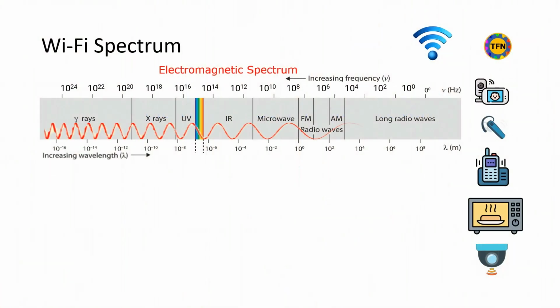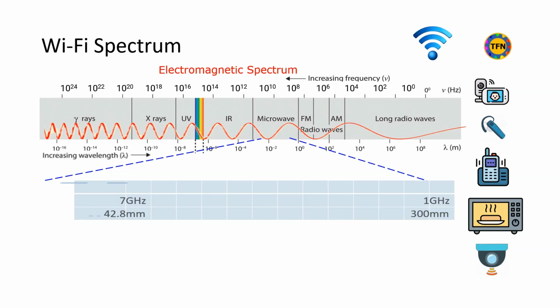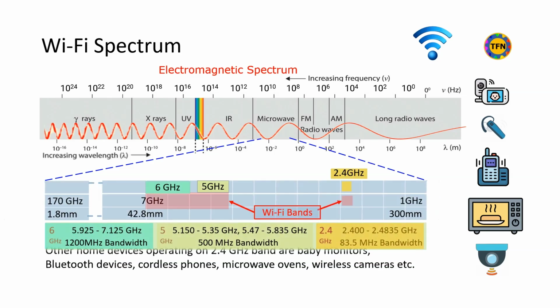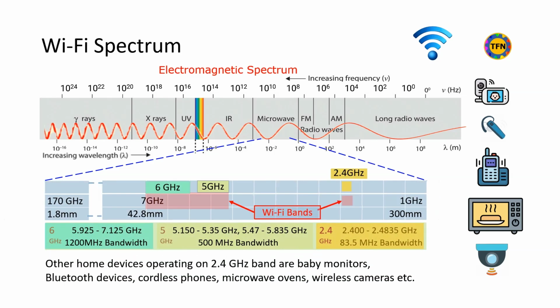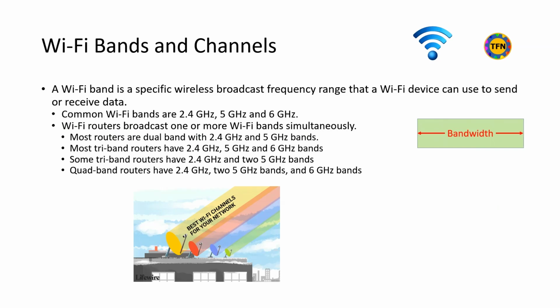Wi-Fi protocols use a very small portion of the microwave section of the electromagnetic spectrum. Common frequency bands used for Wi-Fi are the 2.4 GHz, 5 GHz, and 6 GHz bands. Satellites, radars, and some household devices also use parts of these wave bands. Wi-Fi routers broadcast one or more of the common Wi-Fi frequency bands, 2.4 GHz, 5 GHz, and 6 GHz, simultaneously.